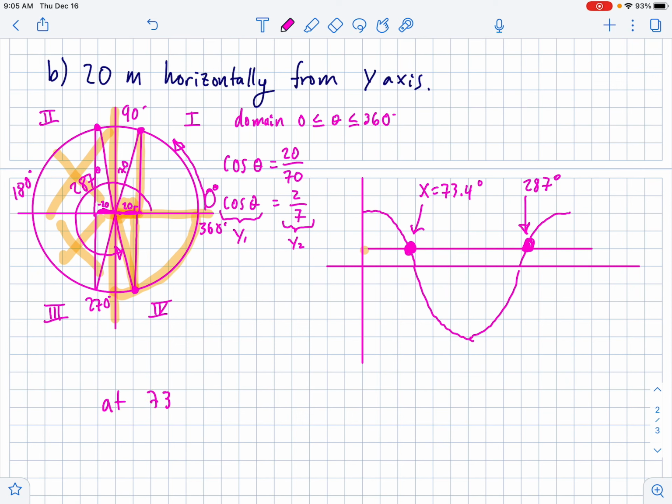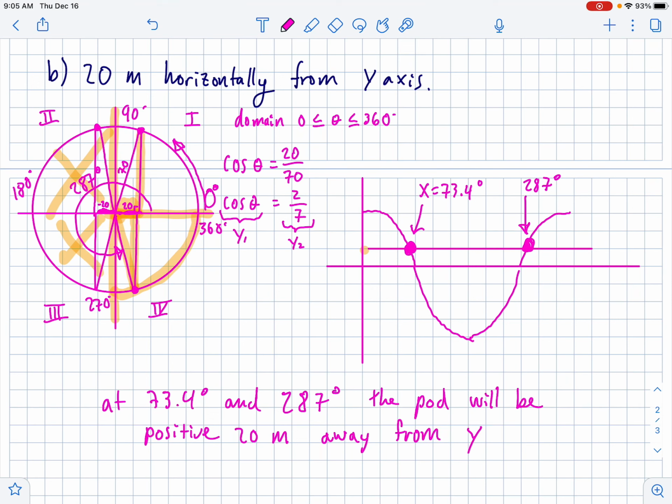So at 73.4 degrees and 287 degrees, the pod will be positive 20 meters away from the y-axis.